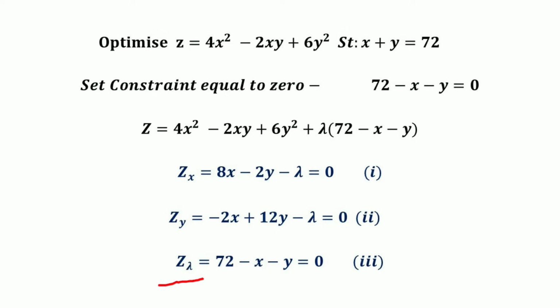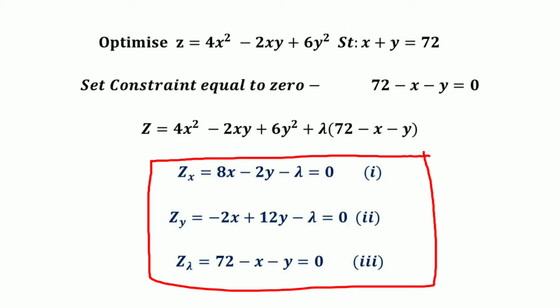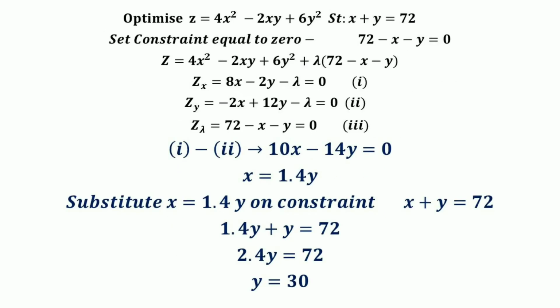Then again we differentiate the function with respect to lambda. Then it will become 72 minus x minus y is equal to 0, which is the third equation. Now once we find the first order partial derivatives with respect to x, y and lambda, the next step is to solve these equations in order to find the critical values of x, y and lambda. So from equation 1 and equation 2, if you subtract equation 2 from 1, then it will become 10x minus 14y is equal to 0.